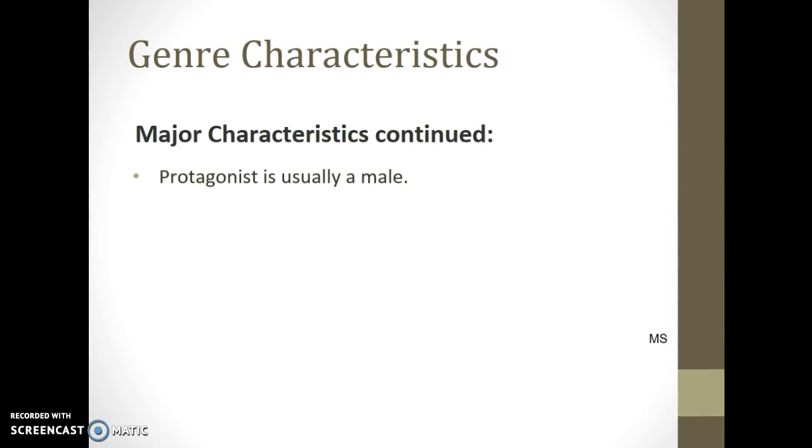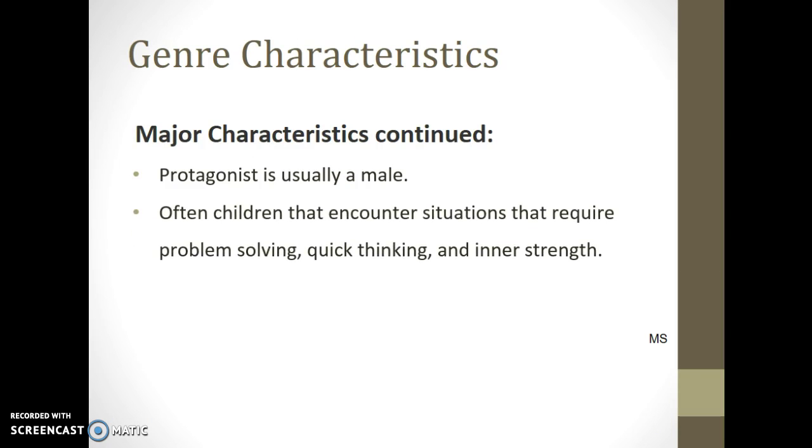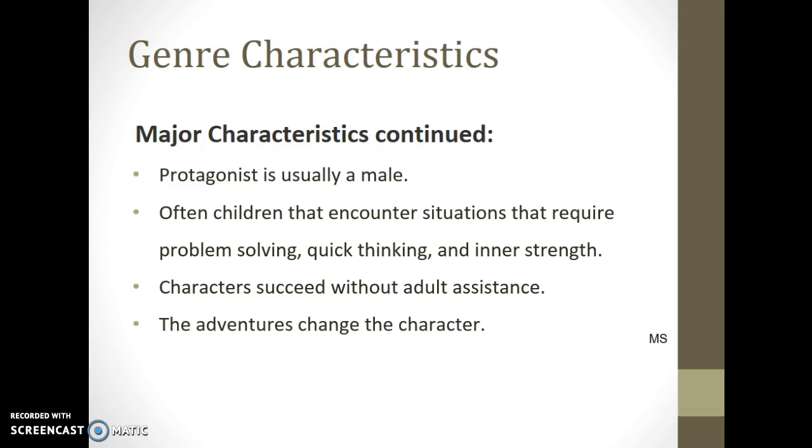Additional characteristics include a protagonist that is usually a male. They are often children that encounter situations that require problem-solving, quick thinking, and inner strength. Characters that succeed without adult assistance. And adventures that change the character.